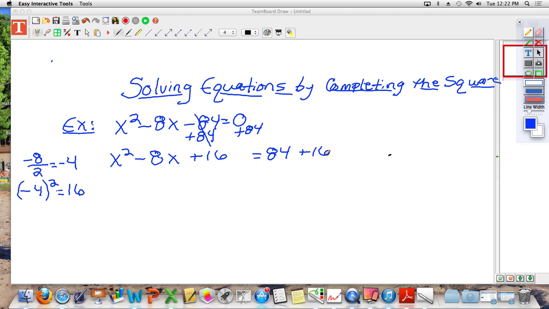So what I've just done here with these three terms is I've created a perfect square. And remember, whatever I get after I divide by 2 over here on the left is what shows up in the parentheses. So we have x minus 4 squared is equal to, what is 84 plus 16? Is 100.